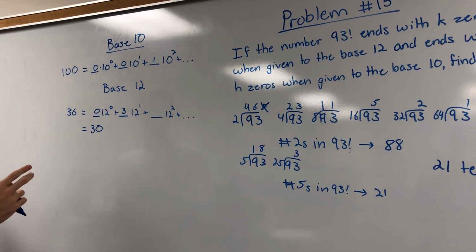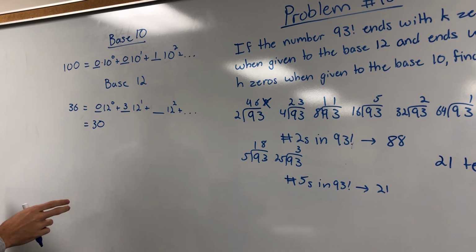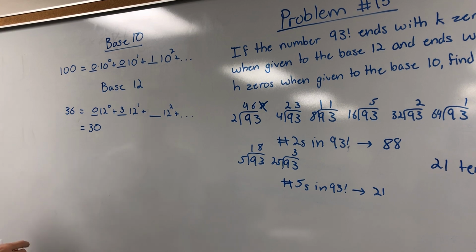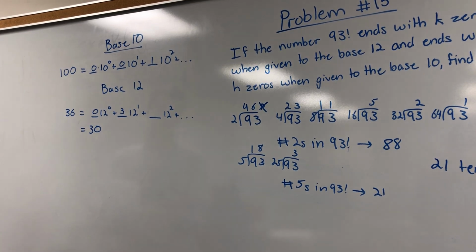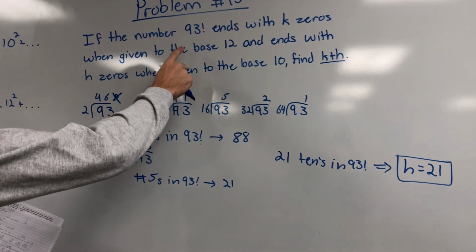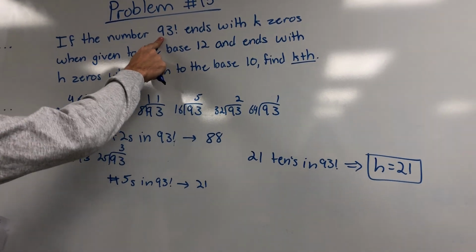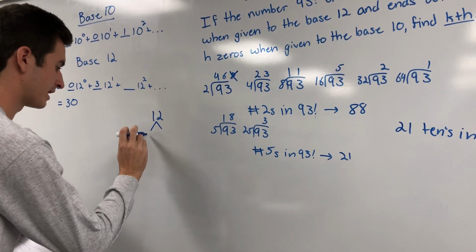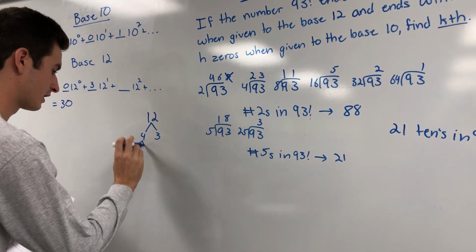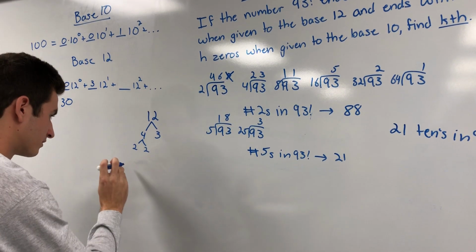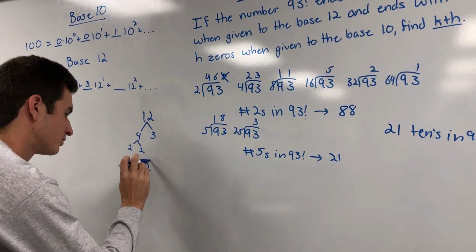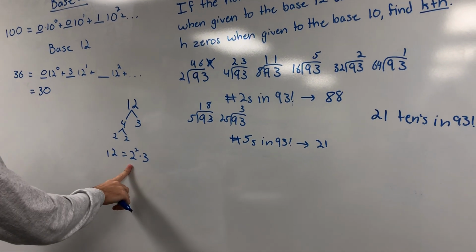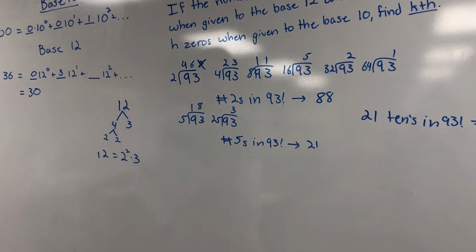So the number of zeros at the end of a number in base 12 is dependent upon how many 12s go into that number, not how many 10s go into that number. So back to this problem, we have to figure out how many 12s go into 93 factorial. And you know 12 breaks down into 4 and 3, 2 and 2. So 12 equals 2 squared times 3. So we're going to have to look at how many 2s and 3s are in the prime factorization.